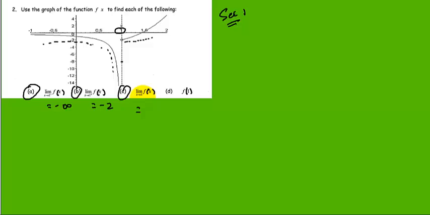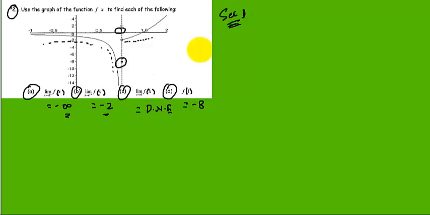So in C, it says find the limit as x goes to 1. That means these two values have to be the same. They're not the same, so we say the limit does not exist. And of course, in the last one, D, they want you to find f of 1. F of 1 is that value, and that turns out to be negative 8. And that's it. This is problem number 2 in section 1.